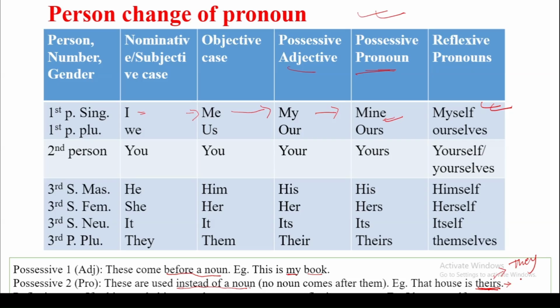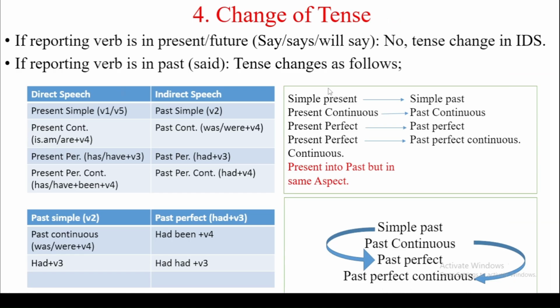Possessive pronoun, possessive two. Now there is the reflexive pronoun. Reflexive pronoun means if subject and object are the same person, we use a reflexive pronoun. Look at this example. I is a first person pronoun, myself is first person. So if the subject and object are the same person, we use a reflexive pronoun. It is written at the end of the sentence. So remember this table always while changing a direct speech into indirect speech.